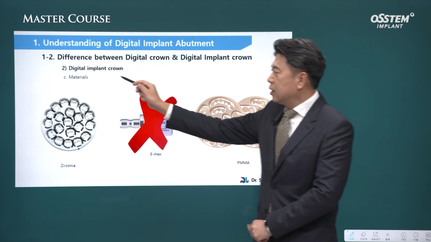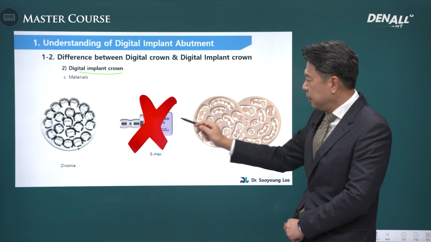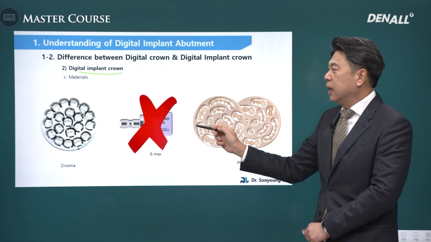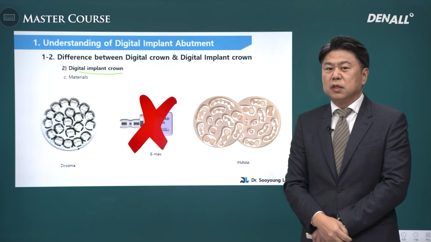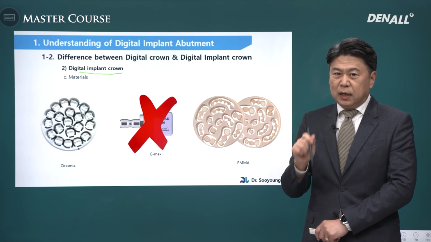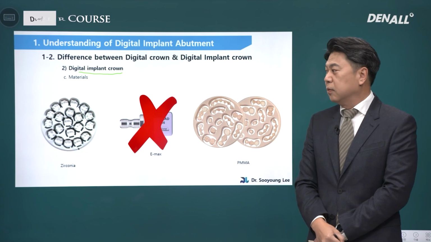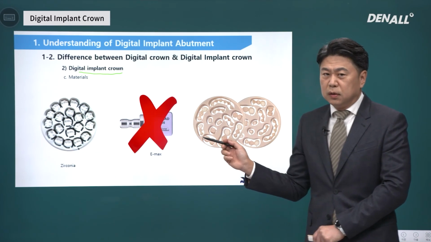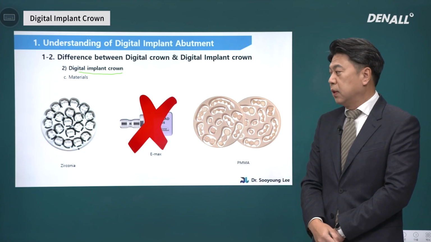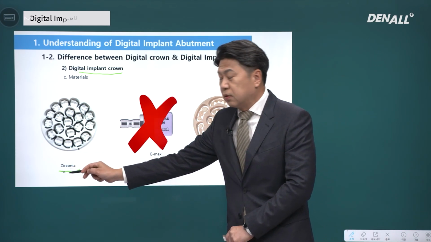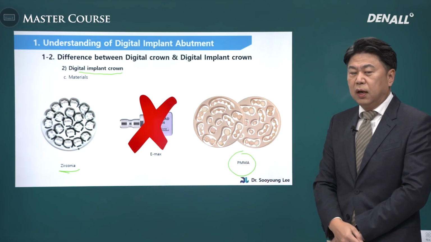For digital implant crowns, these are three materials, but IMAX is not really used a lot for digital implant crowns. Really, for digital implant crowns, we need to make screw holes for the ER type, and the material is rather weak, so it is not good for making holes. Usually, zirconia is used in that case. For temporaries, PMMA is used quite a lot.